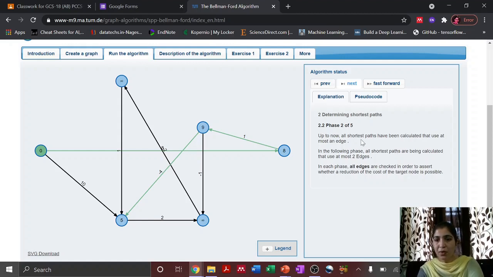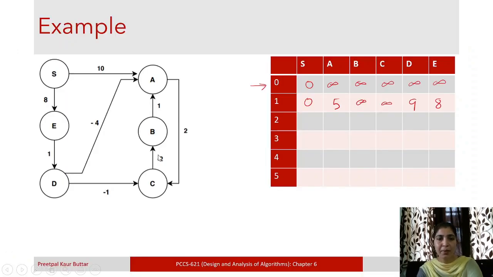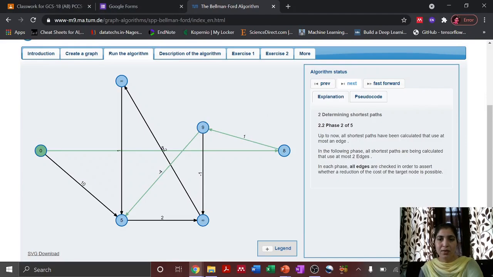Now we have calculated the shortest paths using one edge. So there was no intermediate vertex, right? Now in the second iteration we will update the distances using at most two edges. This was one edge, meaning no vertex in between. Now these are two edges, meaning there is one vertex in between. In the same manner we will look at the distances.